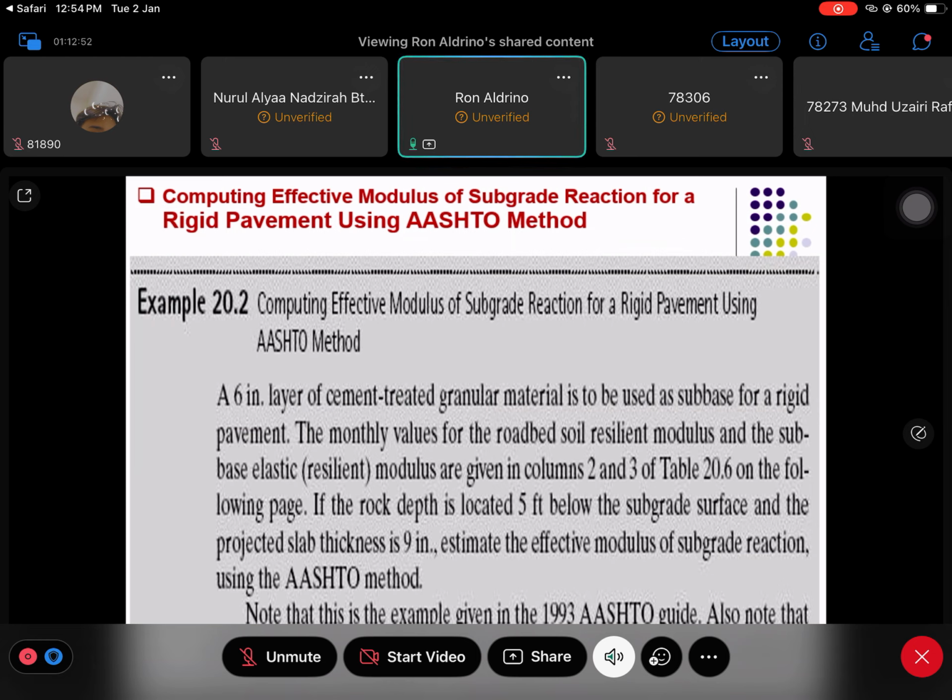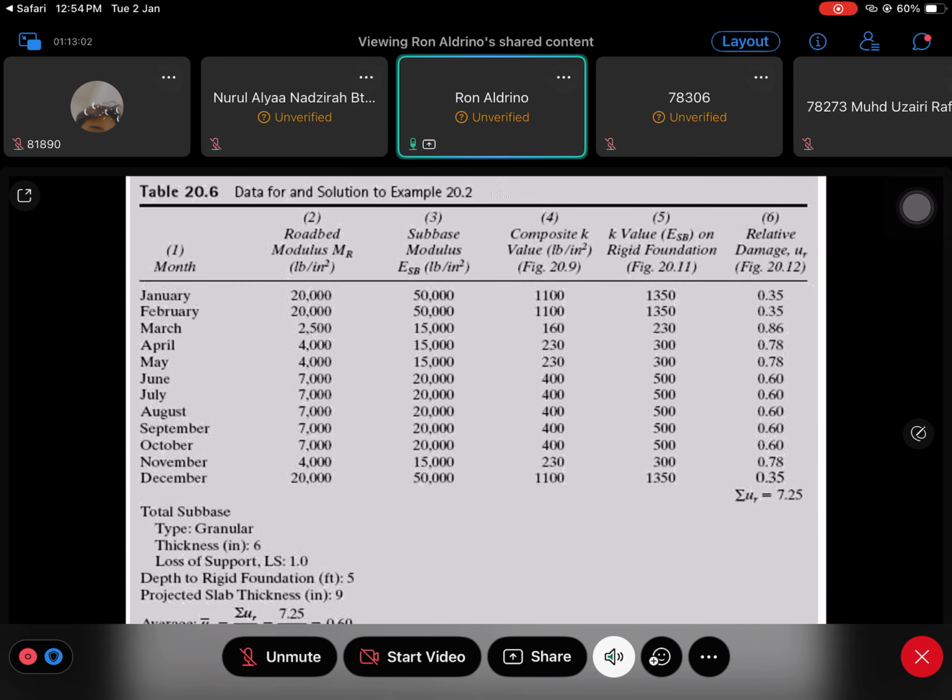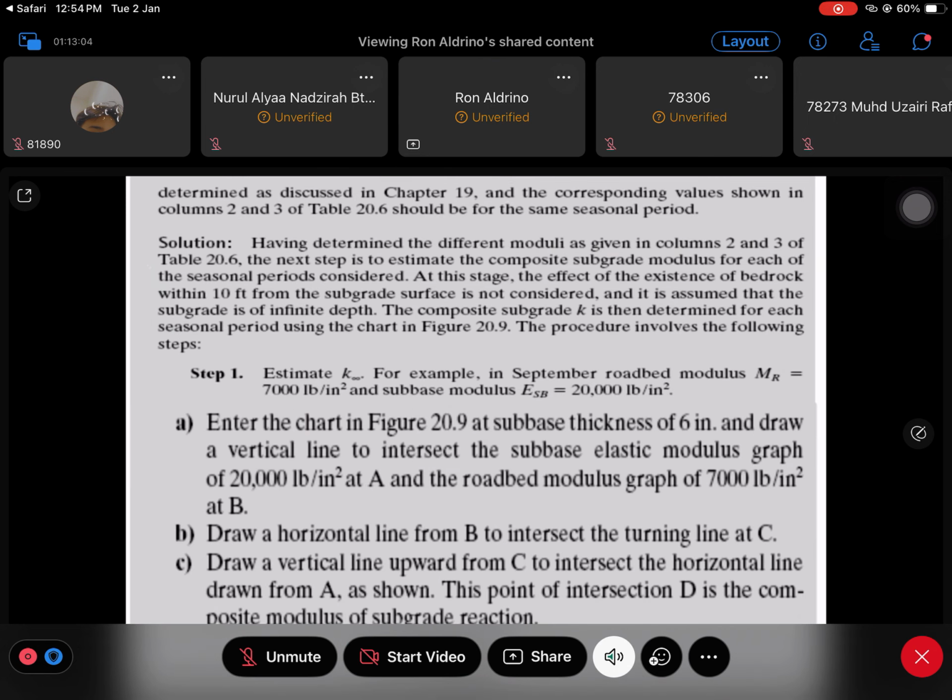Note that this is the example given in the 1993 AASHTO guide. Also, note that the values for the modulus of the roadbed and subbase material should be determined as discussed.